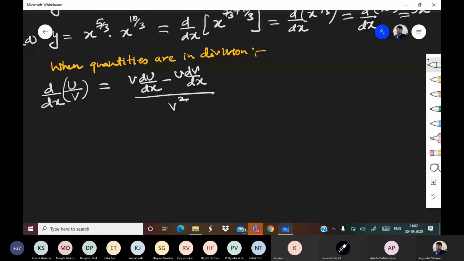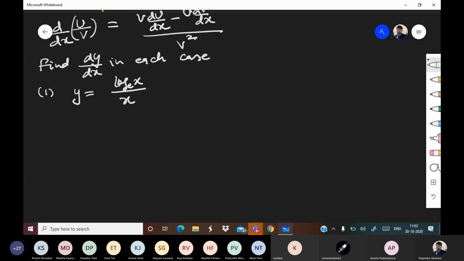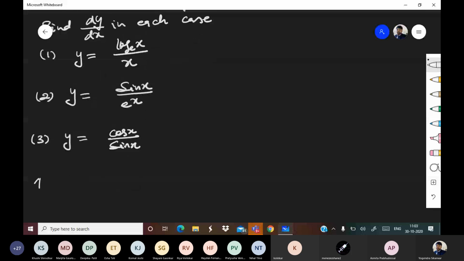So let us see how to do that. Let us solve some questions. Find dy by dx in each case. Number one, y is equal to log x upon x. Number two, y is equal to sin x upon e to the power x. Number three, y is equal to cos x upon sin x. And number four, y is equal to tan x upon root x. Please solve, everyone, please solve.